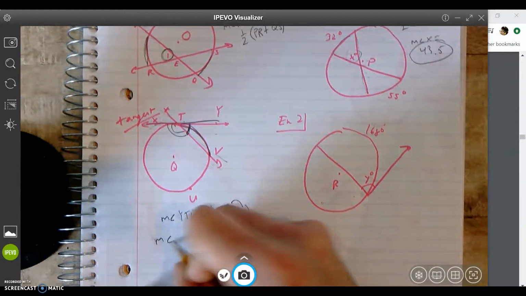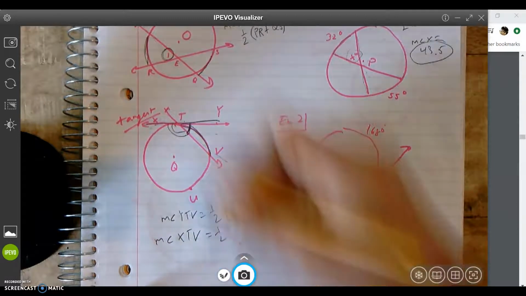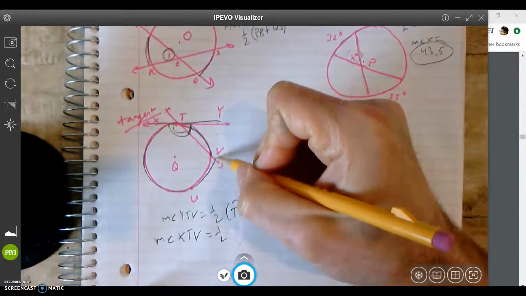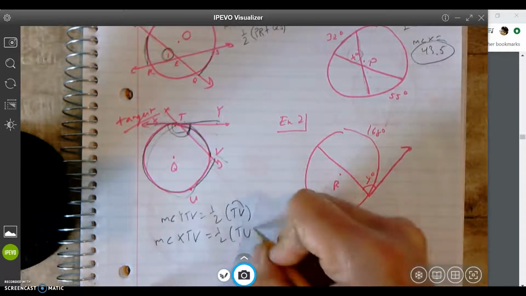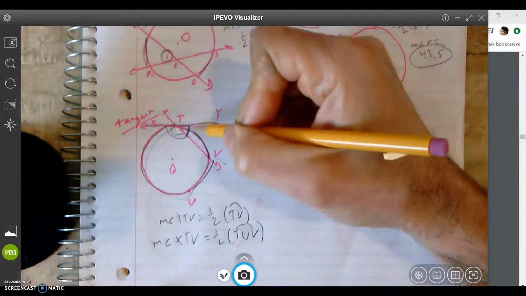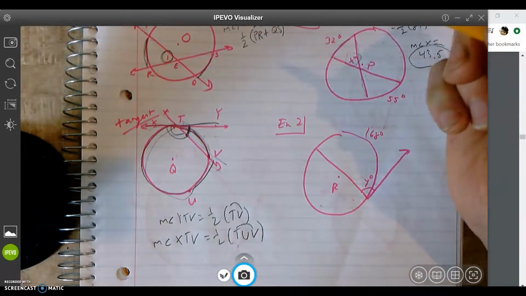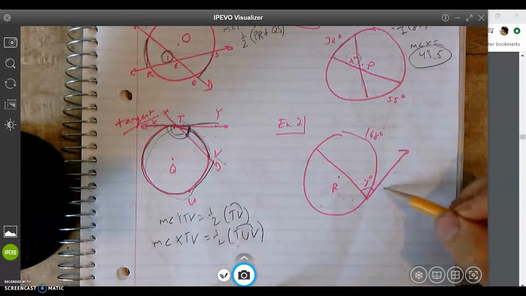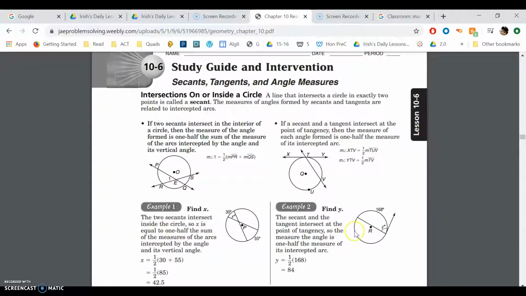And then this angle here, the opposite angle, XTV. The measure of angle XTV is going to be 1/2 this arc right here, which is going to be TUV, arc TUV. So basically just looking at the angle, you just look at the corresponding arc and you take 1/2 of it. Easy. Okay, so here's an example right here. Pause the video if you have to copy this stuff down. I copied it down. It's straight from the PDF right here. So we're right in this X section right there.